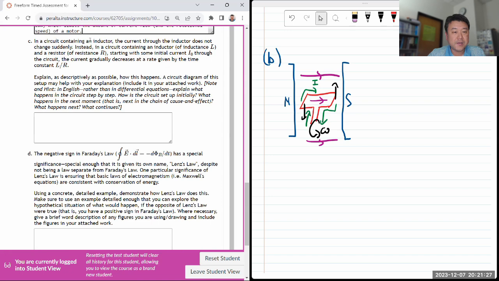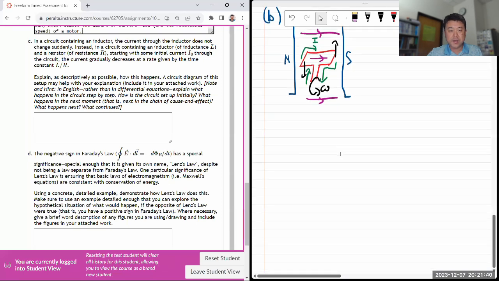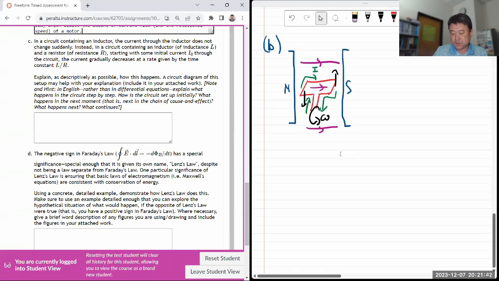In a circuit containing an inductor, the current through the inductor does not change suddenly. Instead, a circuit containing an inductor and resistor explains, describe how this happens. Okay, so it's asking for a circuit diagram. All right, let's just draw a circuit diagram.